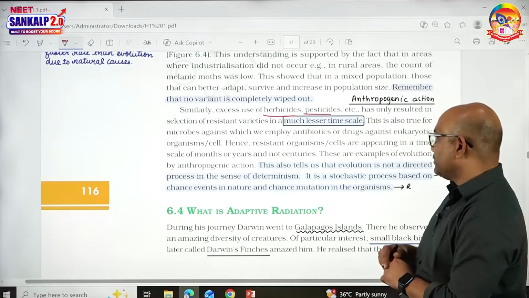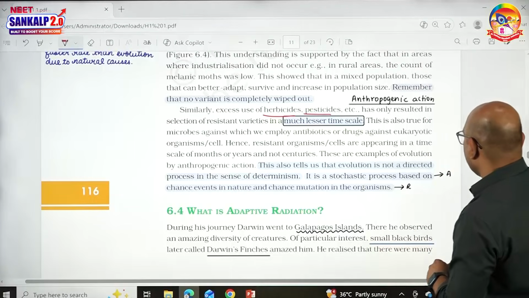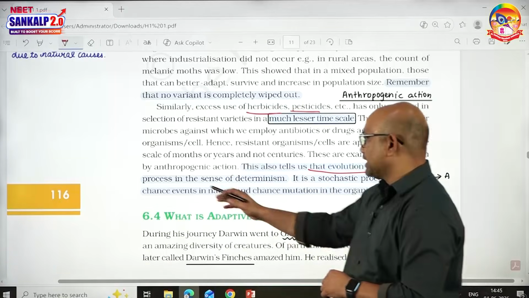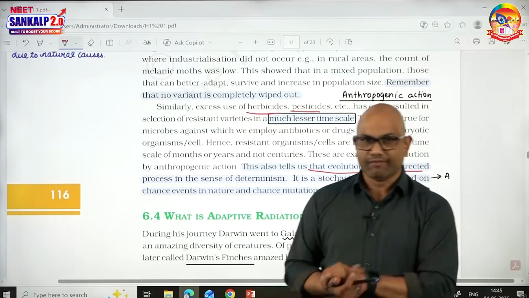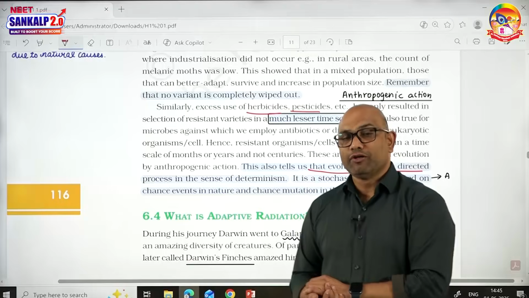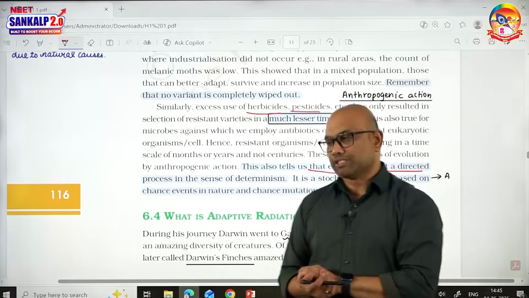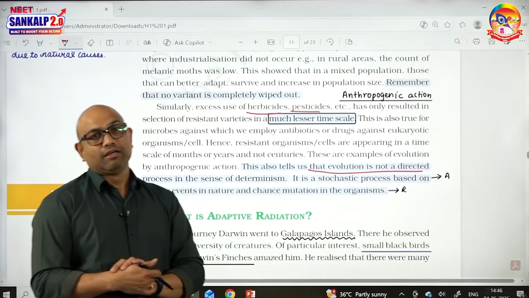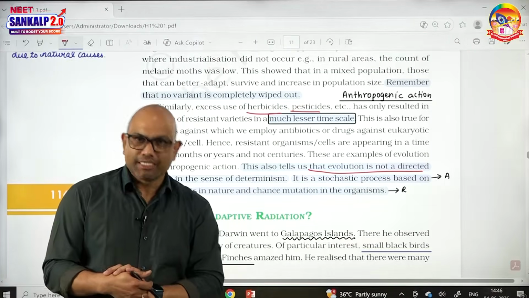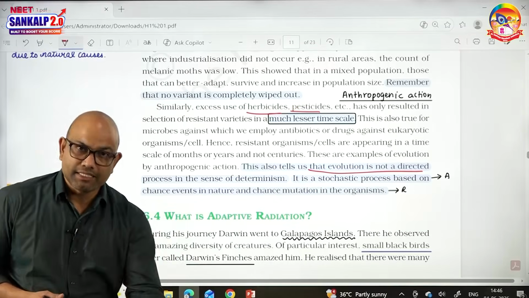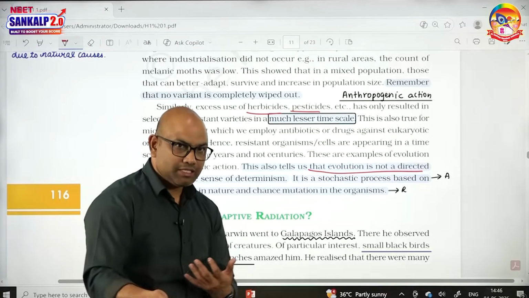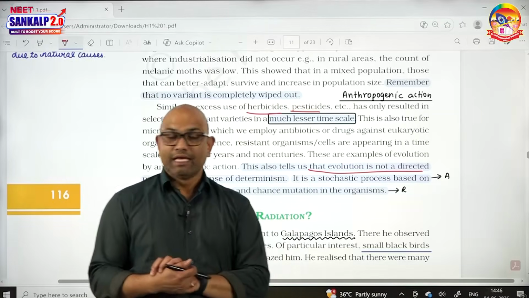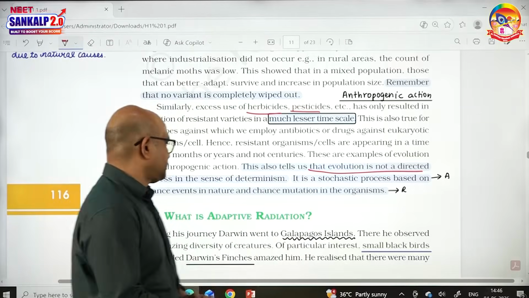And one important point I want to tell you here, evolution is not a directed process based on our sense of determinism. We can't direct evolution. But what kind of process is evolution? Evolution is a stochastic process. A stochastic process means a process that occurs based on chance mutations in organisms and chance events in the environment. So, whatever mutations and whatever events occur next are going to decide the course of evolution. Hence, it is said to be a stochastic process.